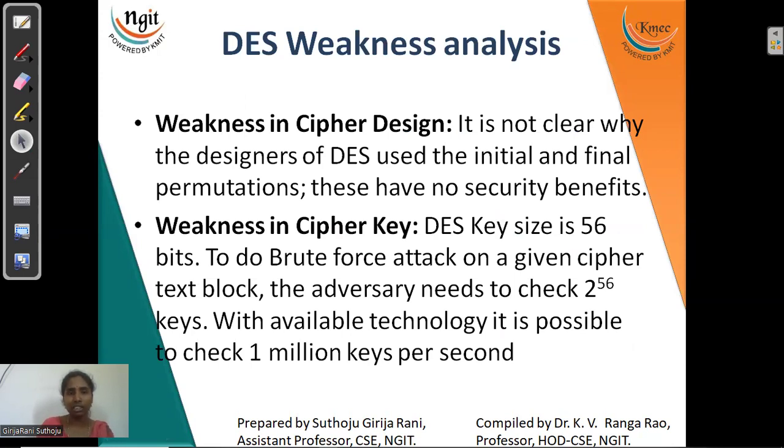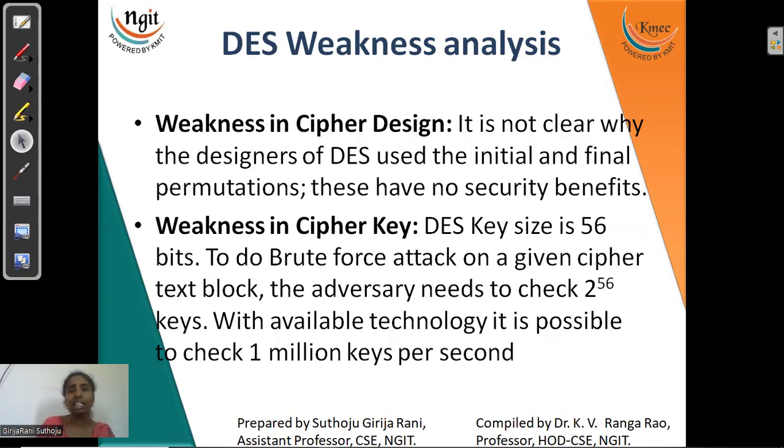There are two weaknesses of DES. The first one is the cipher design, the second one is the cipher key. Cipher design is not clear from the developer's point of view, because designers will be thinking, why these extra rounds, and why are the initial and final permutations needed when they are not required. Why is there a need for the initial permutation and final permutation? This takes extra time but gives no security benefit. This is one point to note under weakness analysis.